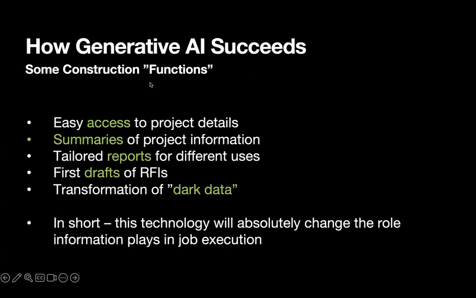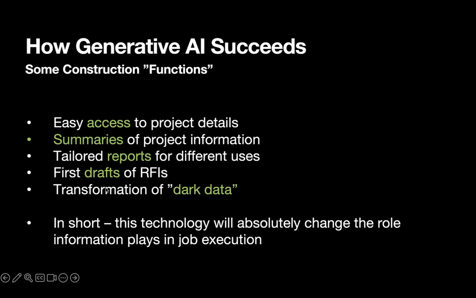Some functions we've already started to see are easy access to project details, because it can do things like named entity extraction, which is basically reading a document and pulling out key issues you might want to look at. Summaries of project information, for pretty much the same reason. Tailored reports, so it's good at writing things. First drafts of things like RFIs, because writing the first one and having a person look at it is the human in the loop idea.